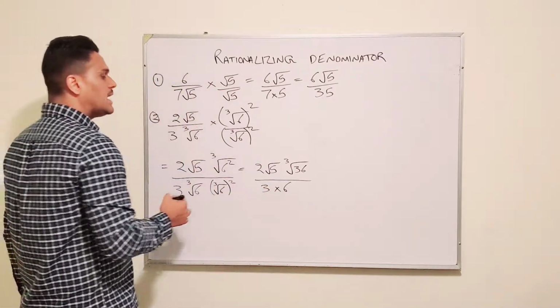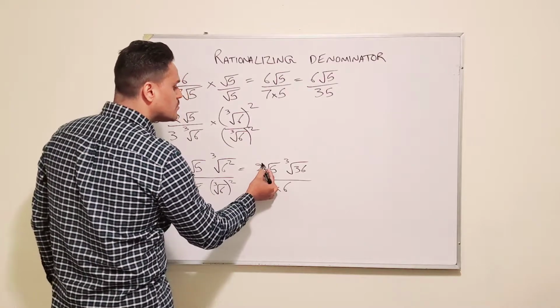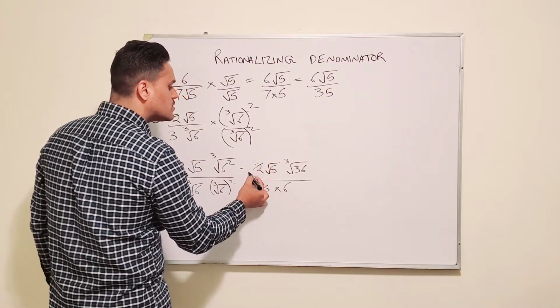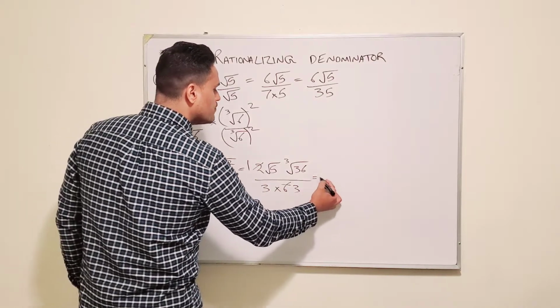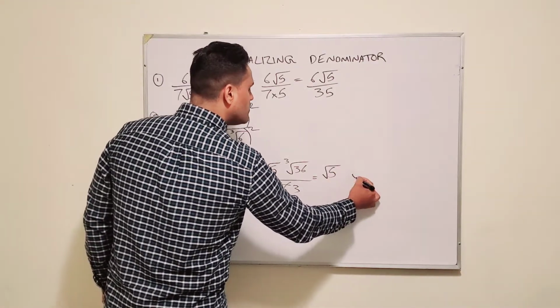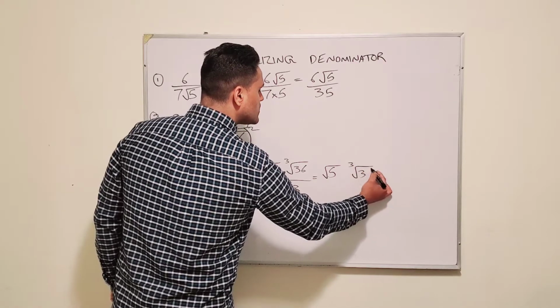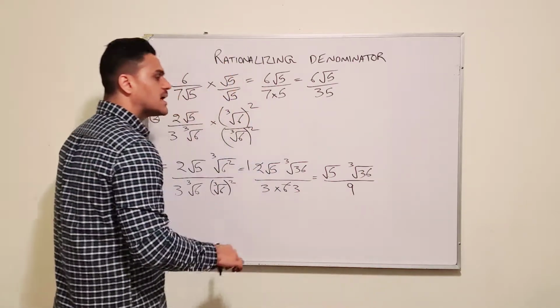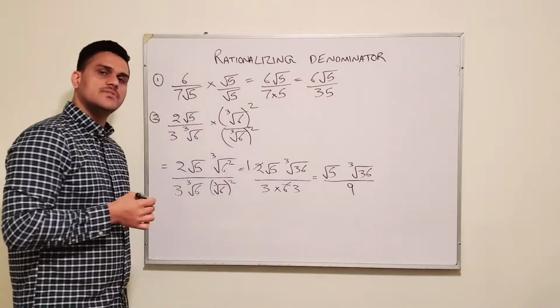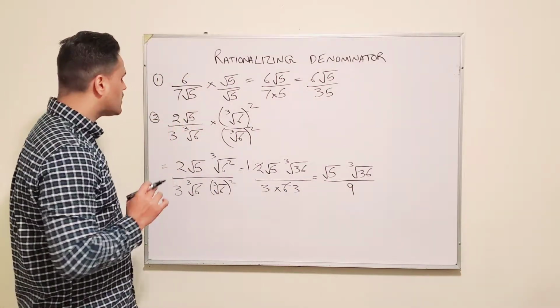Okay, and now we can cancel 2 with 6. Both of these numbers can be divided by 2. So 2 divided by 2 is going to give me 1. 6 divided by 2 is going to give me 3. So we're going to have square root of 5 cube root of 36 all over 3 times 3, which is 9. And guys, we can't really simplify cube root of 36 any further. So that's our final answer.